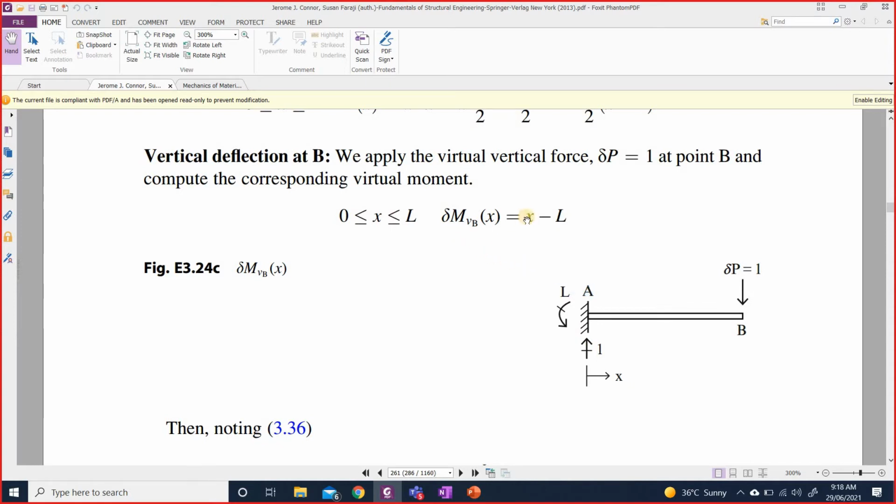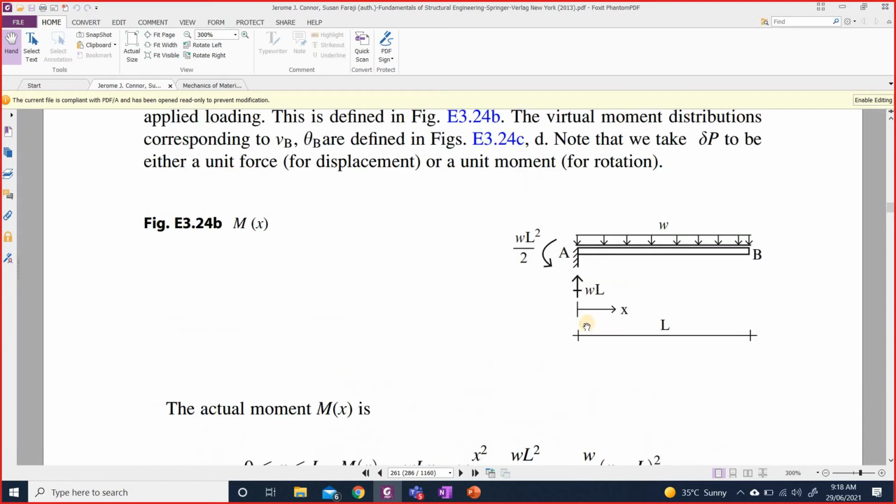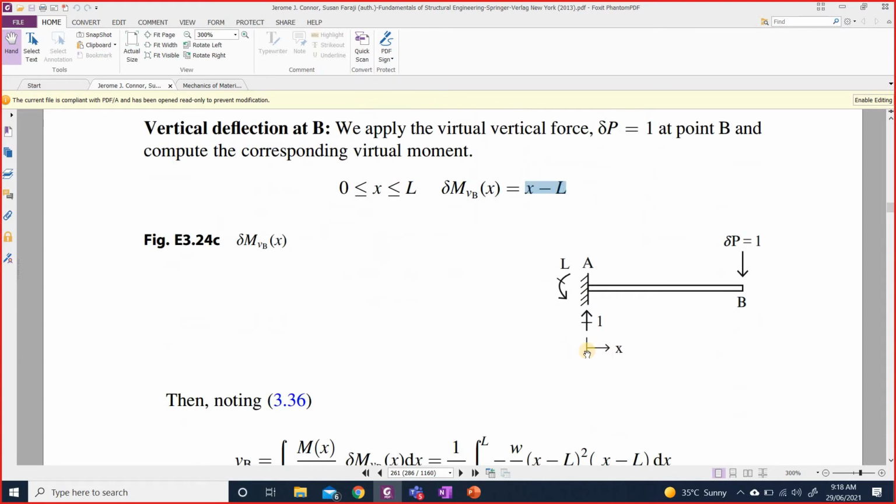So then this is the formula. You can cut the section over here at x and draw the free body diagram of either the left segment or the right segment, but you need to make sure that x is always defined with respect to the same reference as you did in case of the actual loading. In actual loading, you considered the left end of the beam, the fixed one, as the origin for x. So you need to be consistent now. You need to take the same origin for this x as well.